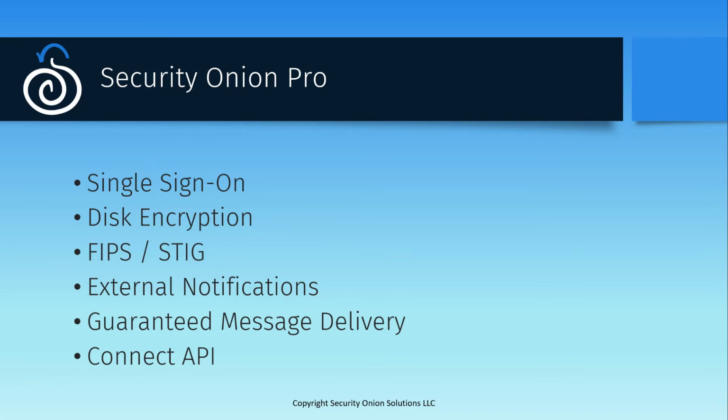While most of what I talk about in this video is part of the base Security Onion platform, we also have a set of licensed enterprise features that we call Security Onion Pro. This includes a long list of features, including OIDC integration for single sign-on with your Active Directory or Cloud Auth provider, full disk encryption, compliance with STIG and FIPS security guidelines, the ability to configure alert notifications via email, Slack, or other channels, and guaranteed message delivery using Kafka for communication between nodes.